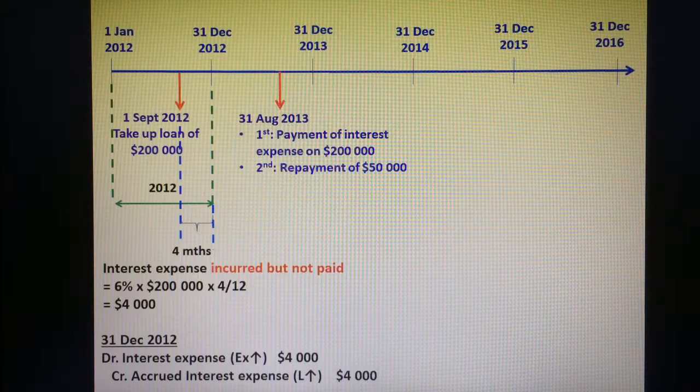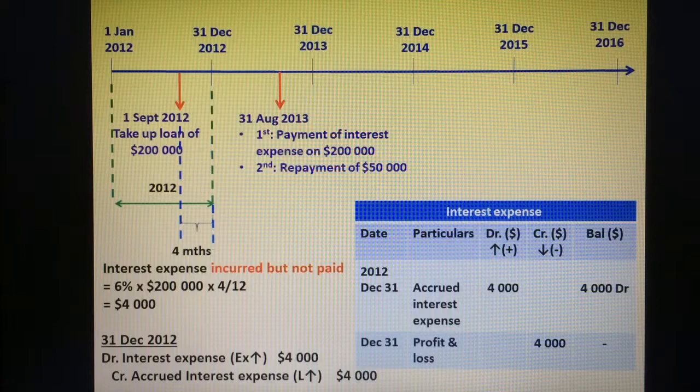Since the payment of interest expense is on 31st August 2013, the $4,000 interest expense is incurred but not paid as at 31st December 2012. Therefore, on 31st December 2012, the business will debit interest expense of $4,000 and credit accrued interest expense of $4,000.